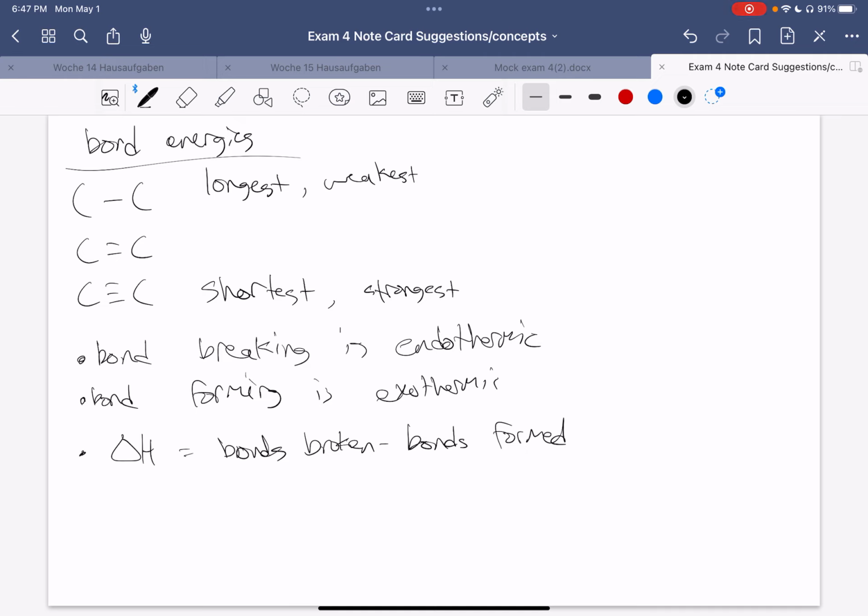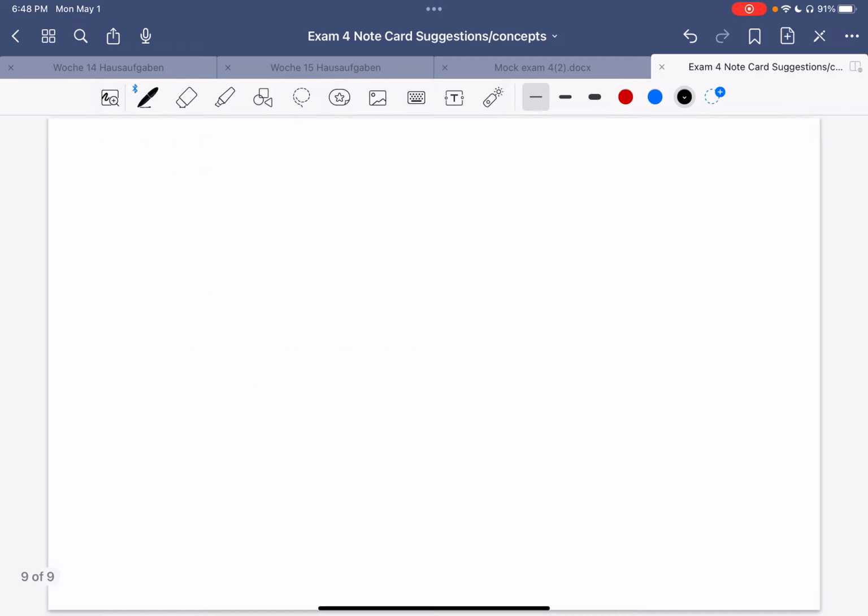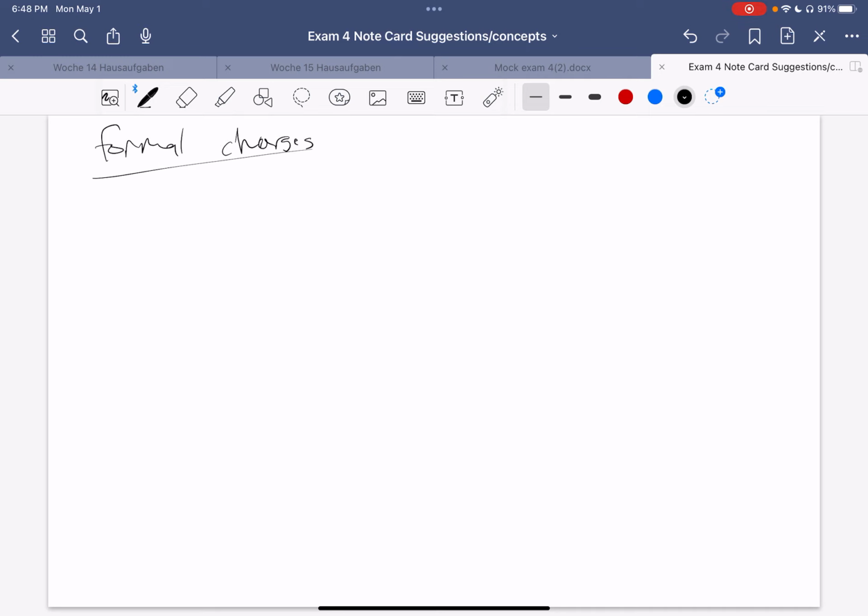Formal charges. We saw this on the mock exam just a little bit. Formal charges are used to evaluate which resonance structures are going to be the best for a Lewis dot structure. I can't think of something right now, so let's just do CO2 and see if we can figure something out like this.